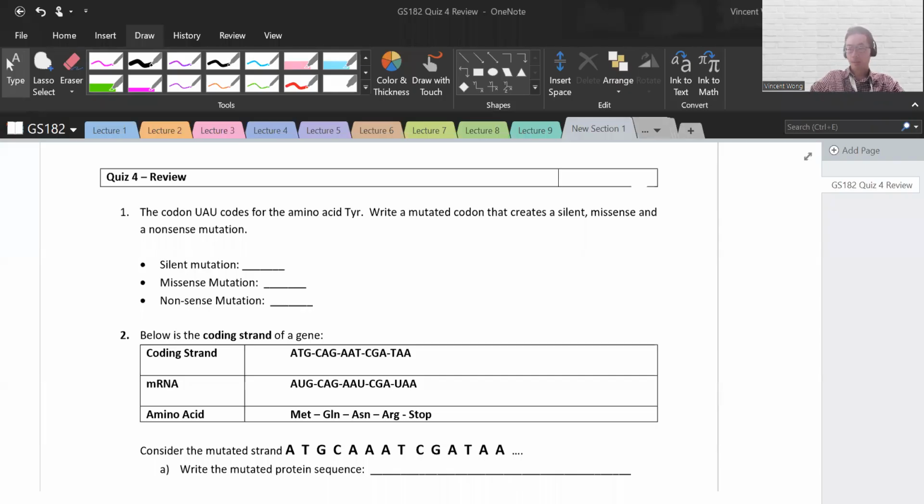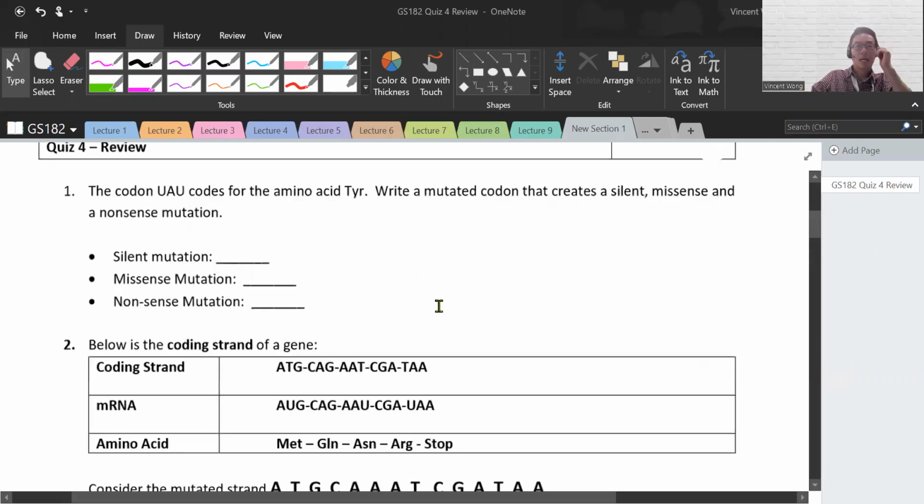Hi, everyone. We are going to be doing a quiz for review. In the review, we will do some mutation questions. We will go through pedigrees as well as some monohybrid, dihybrid, and questions on codominance as well as incomplete dominance. So let's start with the first question here.